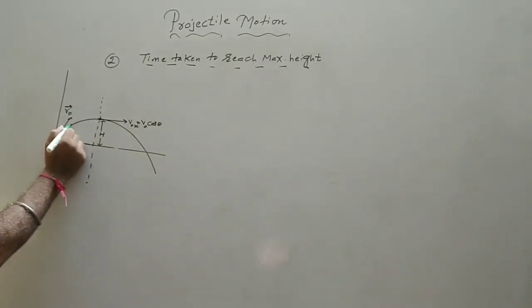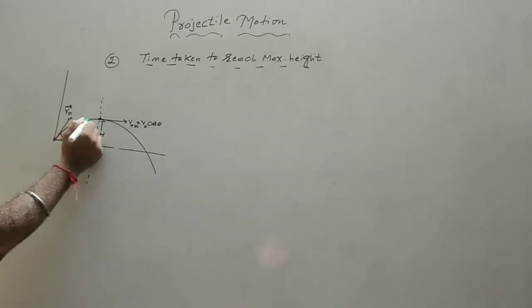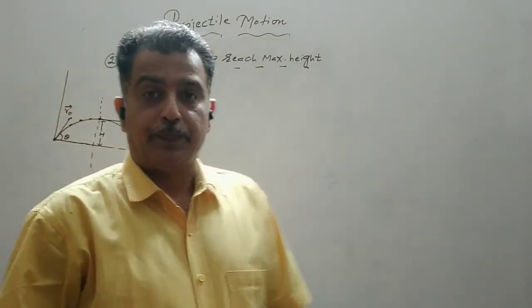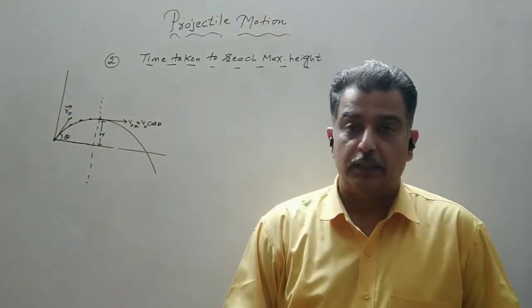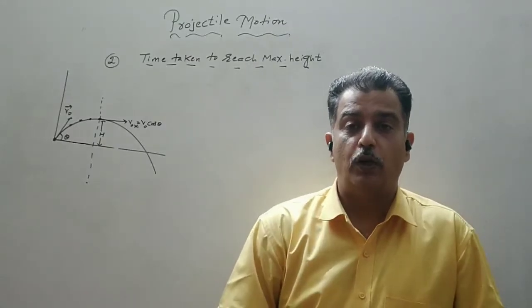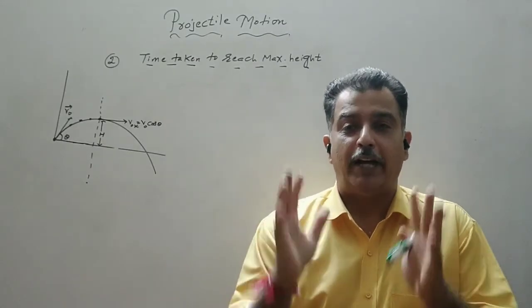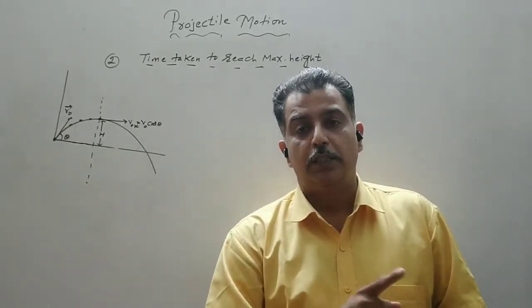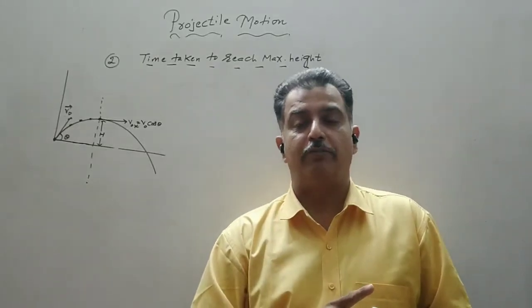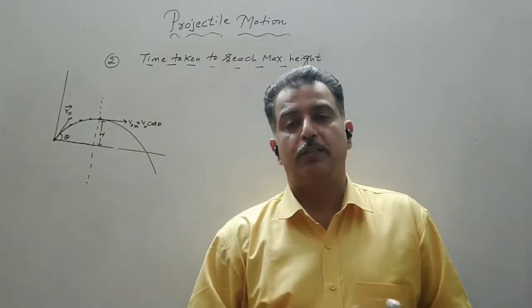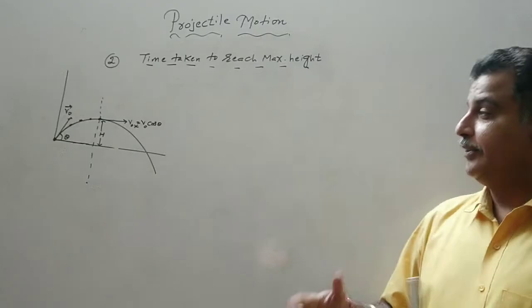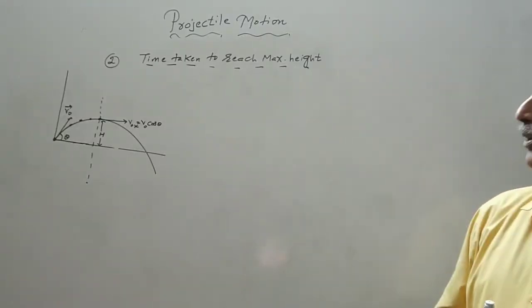Let us assume at this point it is 10, at this point it is 5, at this point it is 2, at this point it is 0. So when I say at a maximum height the velocity is 0, I mean the y component of the velocity is 0, because in projectile motion the horizontal component of the velocity always remains constant, because the x component of acceleration was 0. We have seen that in the previous topic.